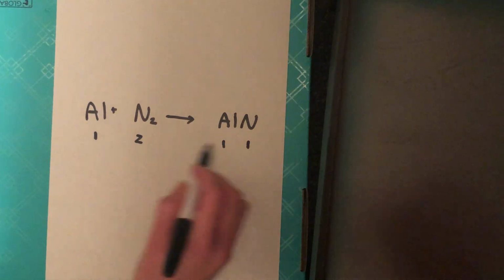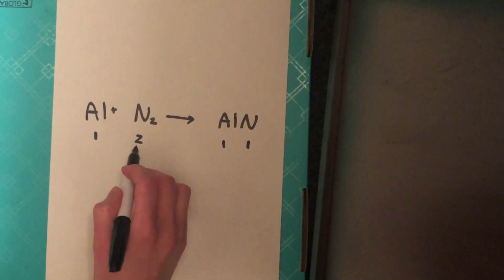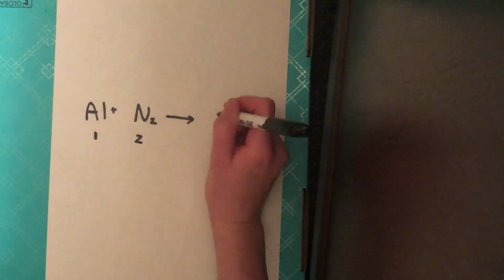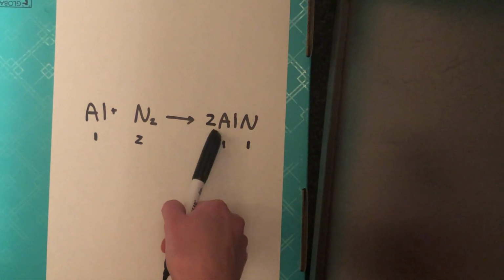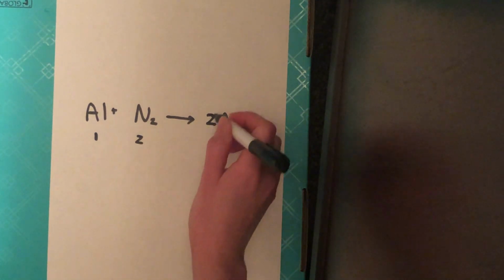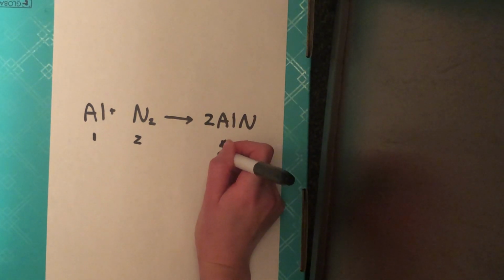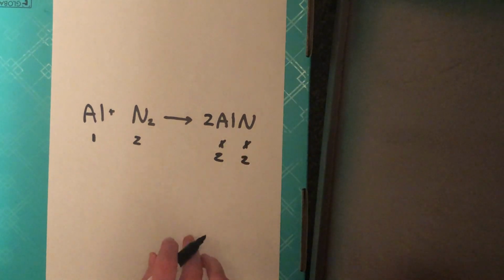So what's mismatched here between the reactants and product side is the nitrogen. We have 2 on the reactant side and 1 on the product side. So we're going to go ahead and put a 2 coefficient out in front of this aluminum nitride. The 2 distributes to both of the elements. So that's going to make us now have 2 aluminums and 2 nitrogens.